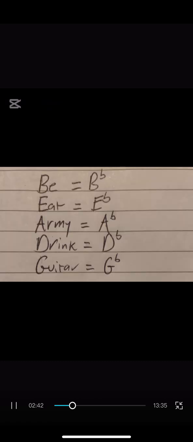So now to find the flats of a scale, we use the same system, but just a different mnemonic this time. For the flats, it's big ears and Dumbo get cold feet. So we pair that mnemonic up with these letters instead of names this time. The first one is B, 2 letters for B flat. Eat, 3 letters for E flat. Army, 4 letters for A flat. Drink, 5 letters for D flat. And guitar, 5 letters for G flat.